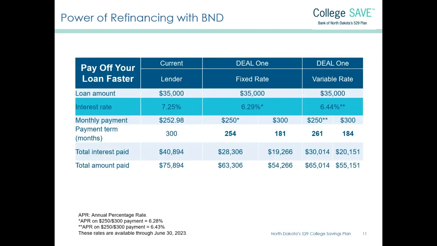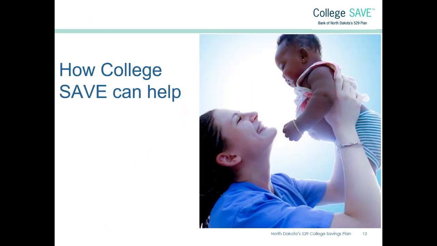And this again is a very similar chart to how many payments you end up making, how much money that you save in interest. And again, that 7.25% under current lender probably needs to be changed, and we'll work on doing that here in the future.